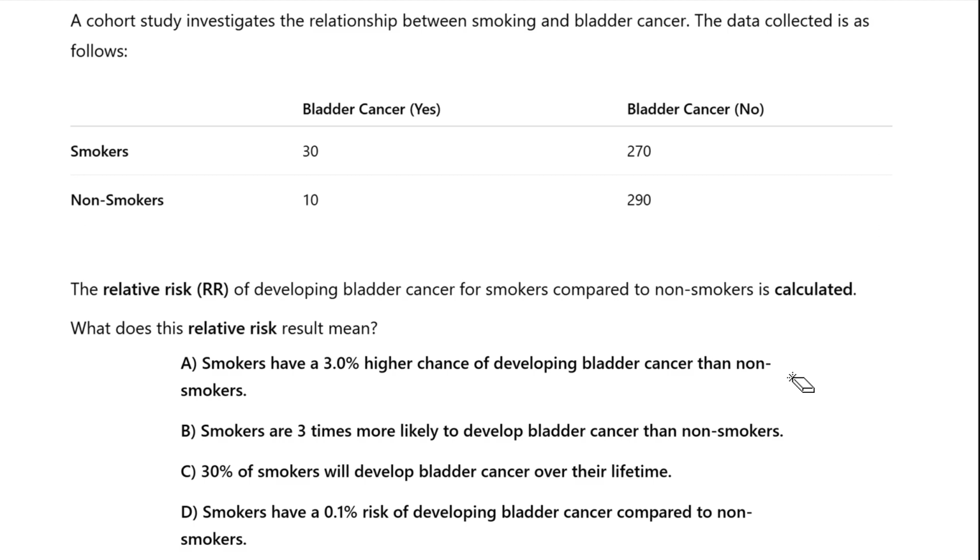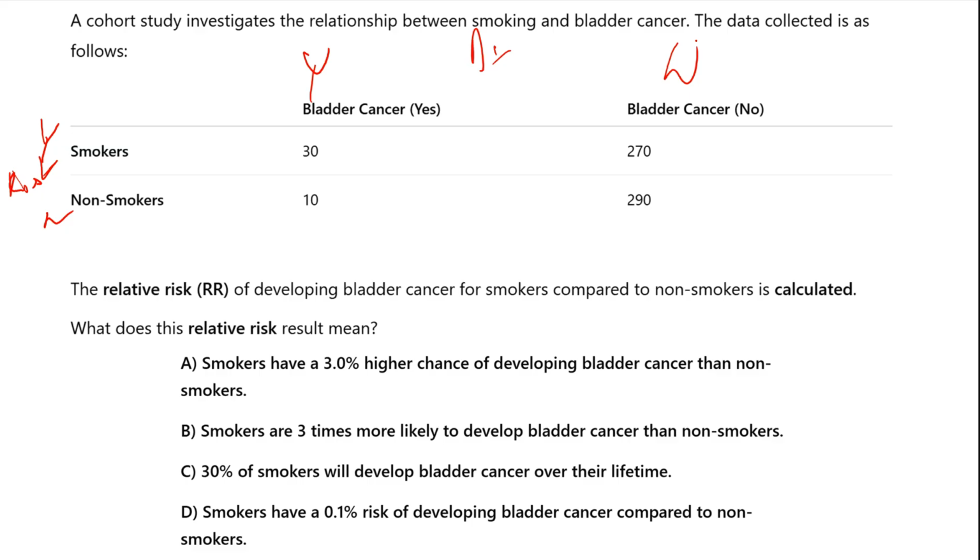We have a cohort study that investigates the relationship between smoking and bladder cancer. Smoking is my risk, bladder cancer is my disease, and the data is collected. Here's my data. They say the relative risk of developing bladder cancer for smokers compared to non-smokers is calculated. What does this relative risk mean? Sometimes on your board exams, or on your exams in general, this will be the way that the question is phrased. So again, here's my disease, here's my risk, here's yes, here's no, here's yes, here's no. So it's already put appropriately for me.